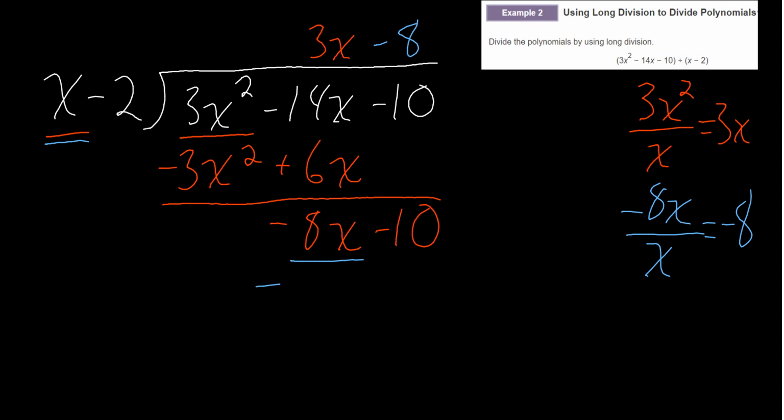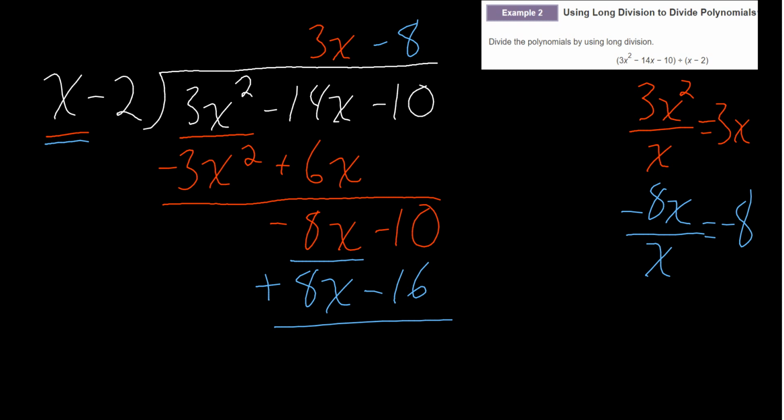What's going to be negative 8x? Negative 8 times a negative 2 is going to be positive 16. As soon as I put it down, I'm going to change the sign. So that's negative 8x turned to a positive 8x. This positive 16 is going to turn to a negative 16.